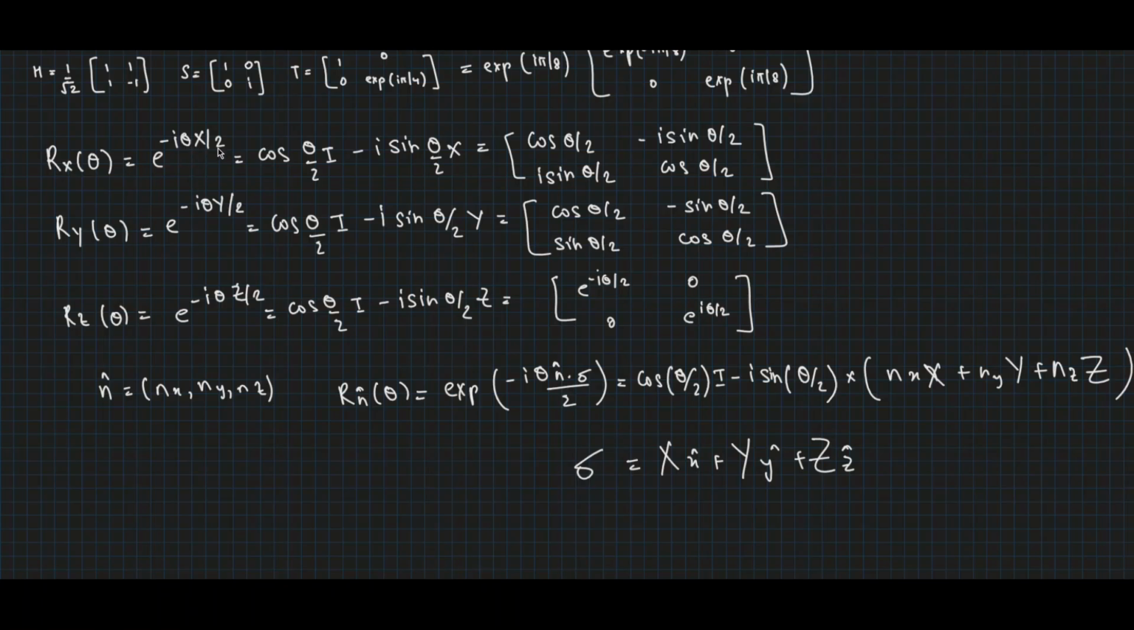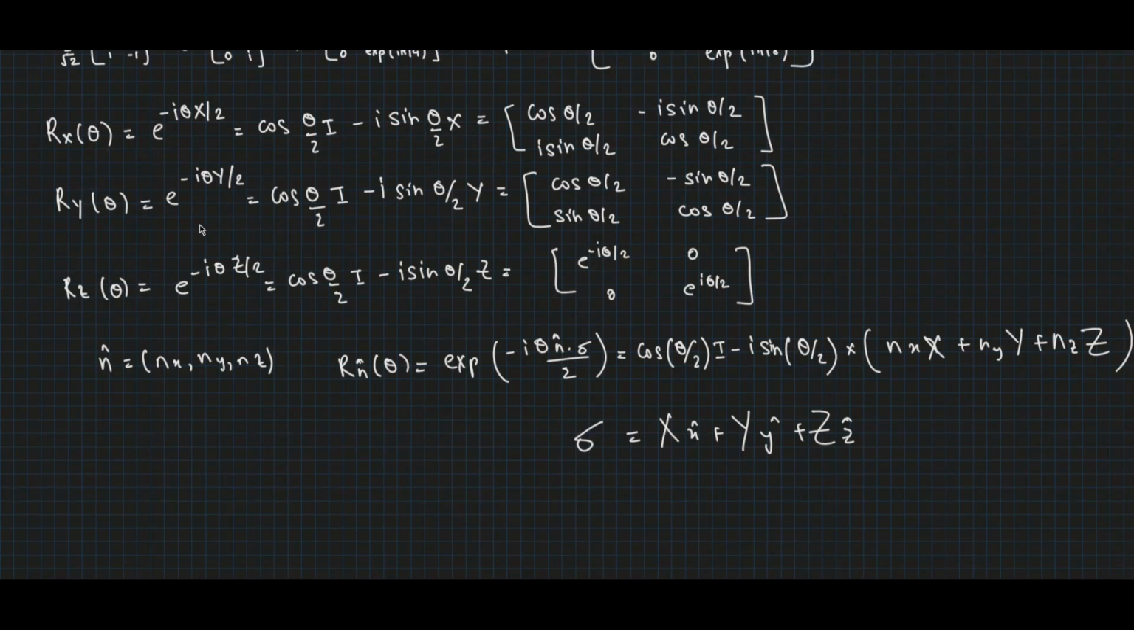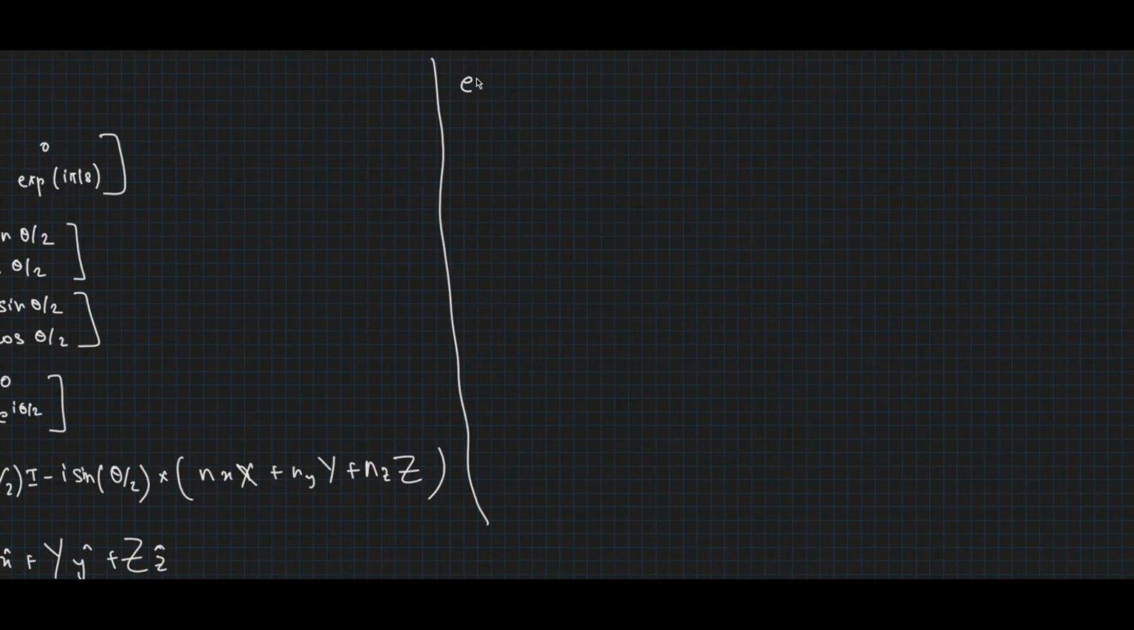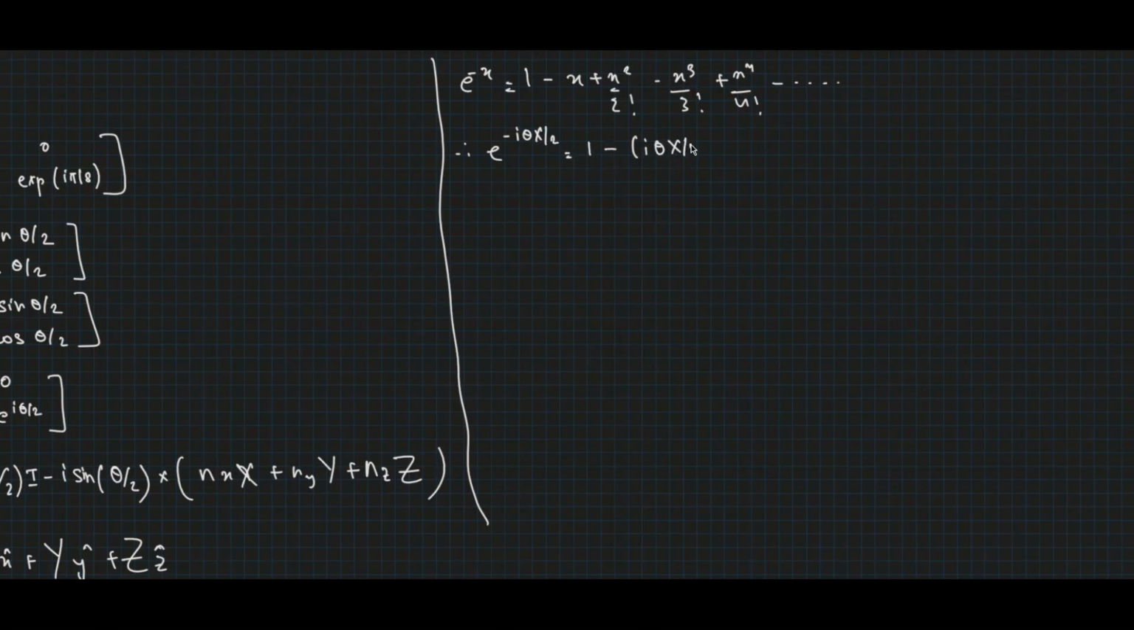We can check why e raised to minus i theta X by 2 is equal to cos theta by 2 I minus i sin theta by 2 X, from which we can similarly prove it for Y and Z. So we know e raised to minus x is equal to 1 minus x plus x square by 2 factorial minus x cube by 3 factorial plus x raised to 4 by 4 factorial and so on. Therefore, e raised to minus i theta X by 2 would be equal to 1 minus i theta X by 2 plus (i theta X by 2) square by 2 factorial minus (i theta X by 2) cube by 3 factorial plus (i theta X by 2) raised to 4 by 4 factorial and so on.